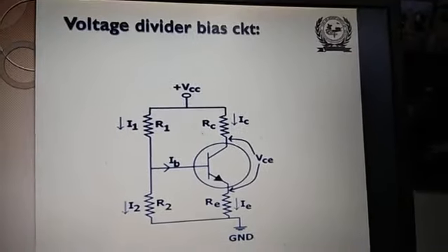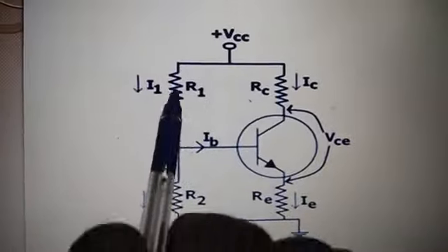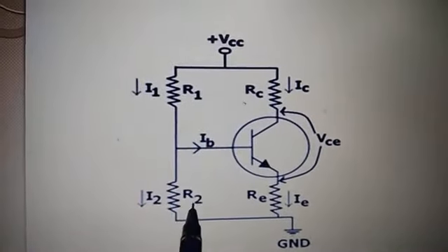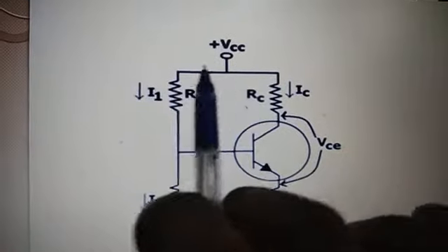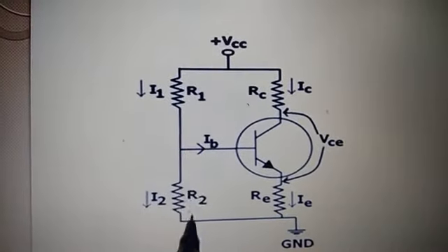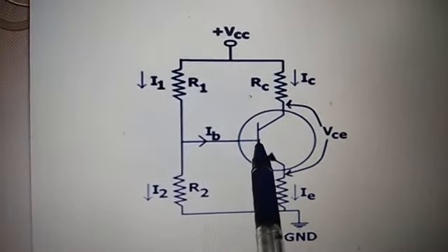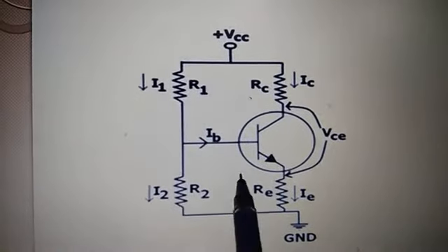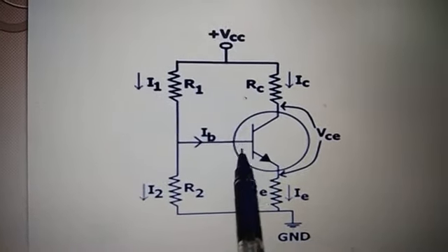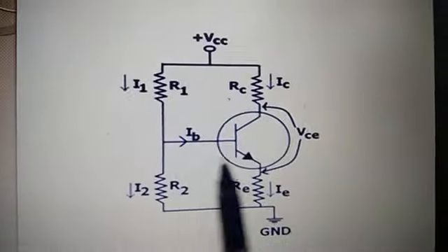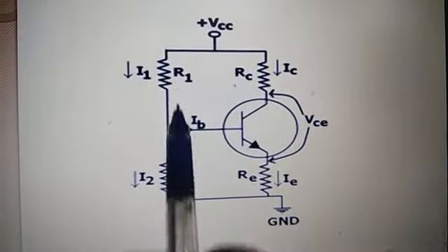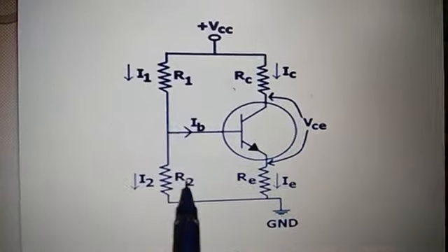This is voltage divider bias. Here R1 and R2 will divide the voltage, and VCC through R1 and R2 will be provided to the base. Whatever is the drop across R2 will be provided to the base, and hence it is called voltage divider bias. This R1 and R2 is the voltage divider.